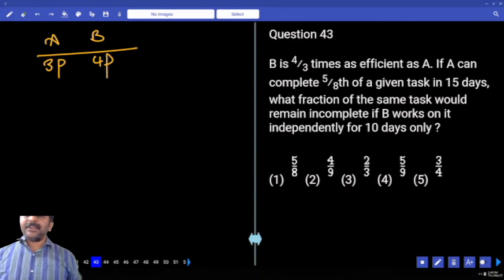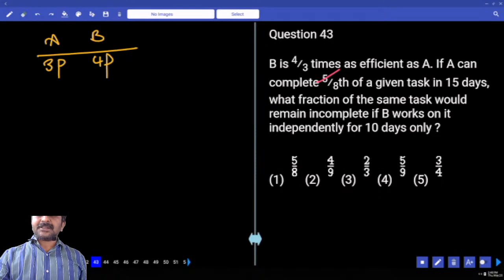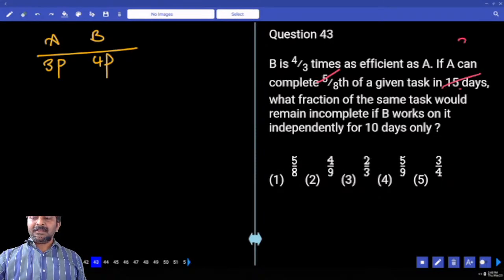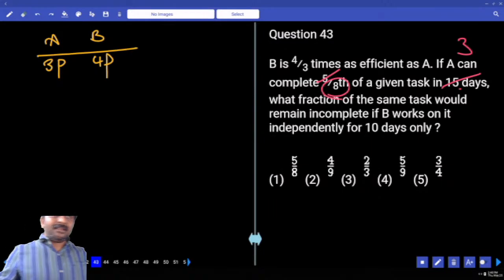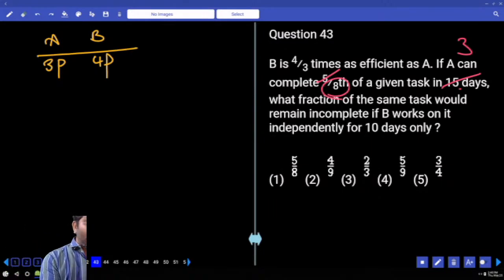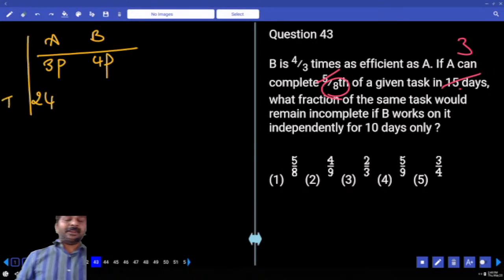If A can complete 5/8 of the given task in 15 days, 5 parts work is done in 15 days. 1 part can be done in 3 days. So 8 parts can be done in 24 days. So the time taken by A to complete the work is 24 days. Yes, right.